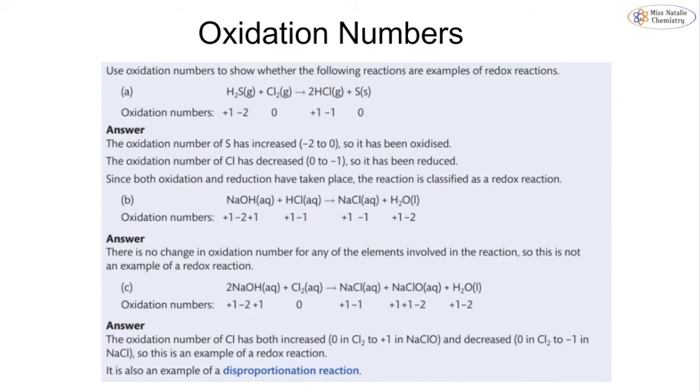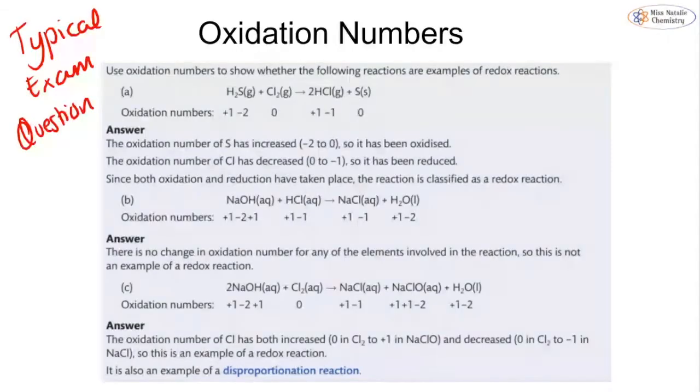So here we can use oxidation numbers to show if these are examples of redox reactions. This is a very typical exam question. They will give you an equation and they will ask you to show why this is an oxidation. And it's usually worth 3, maybe 4 marks, and it is up to you to identify the oxidation number of each element and then determine what has changed. So has it been oxidized or has it been reduced?